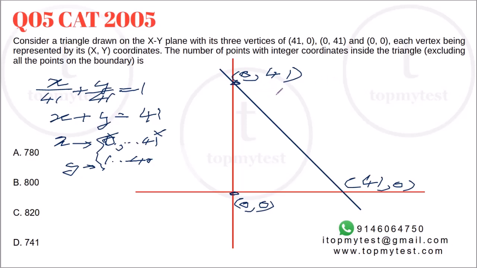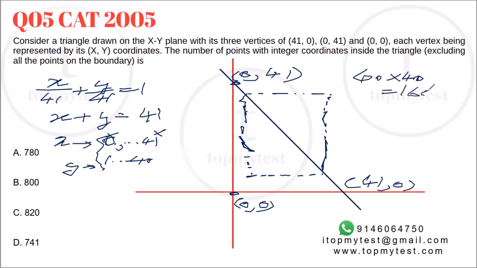The first way to do it is you can draw a 40 cross 40 grid. If you take 40 cross 40, there are 40 points here and 40 points here, so it will be 40 into 40. That should be 1600. Now, obviously 1600 is not the answer, and the options help us out. Why? Because part of the points are outside that. So we need to remove the points which are outside as well as on the boundary.